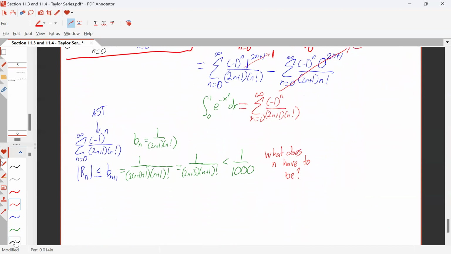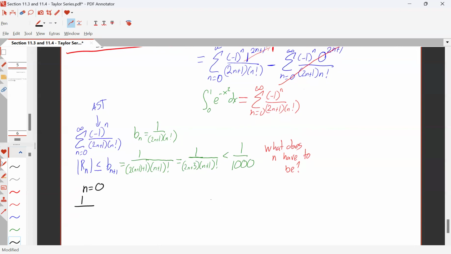The easiest way when there's a factorial is to plug in values. If n equals 0, we'd get 1 over 3 times 1 factorial. This is 1/3, which is bigger than 1 over 1,000. So it's not n equals 0. N equals 1: we get 1 over 5 times 2 factorial. This is 1/10. Again, that's bigger than 1 over 1,000.